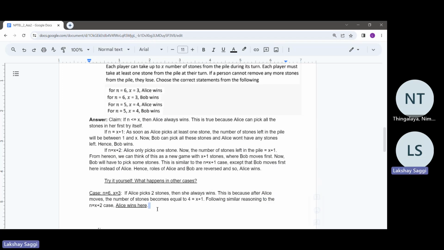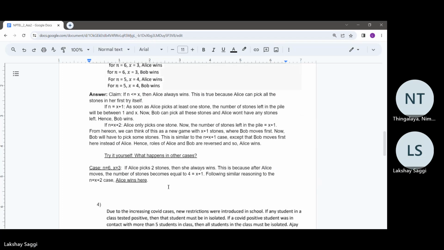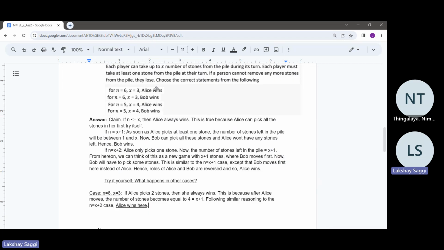Yeah, Alice wins here. So Bob has no chance of winning because Alice can pick just two stones, and after that, it's a loss for Bob. So for this case, Alice wins. So option A is correct.